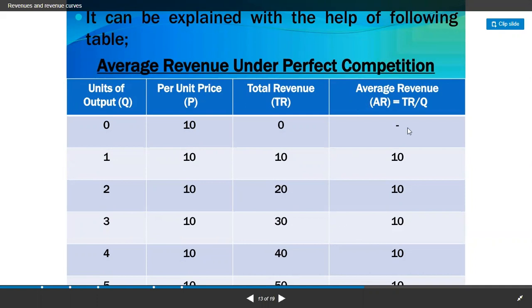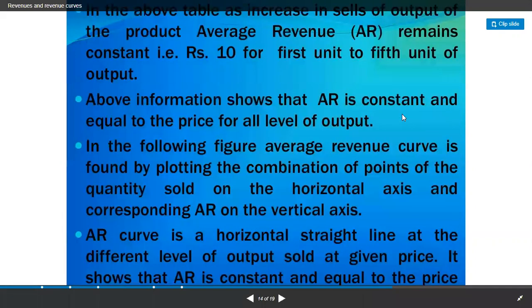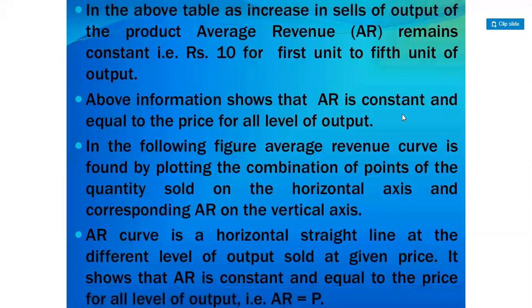Now what we have to do? We will divide the total revenue by the quantity. So what did we get? 10, 10, 10. It means the price and the average revenue are the same every time in the market. So that is the thing. The price line and the average revenue line are the same.